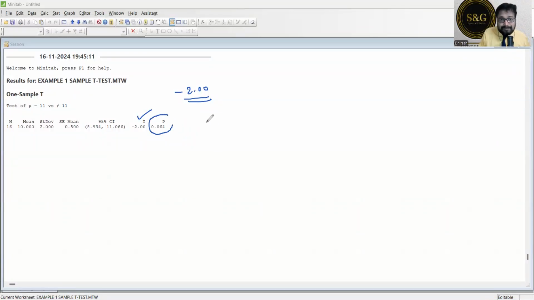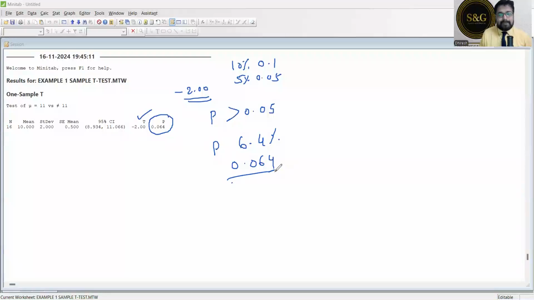Can you see that? We just said p is greater than 0.05. We said it must be somewhere between 10%, which is 0.1, and 5%, which is 0.05. Okay. We said it is between 10% and 5%, but the software exactly calculated the p value as 6.4% or 0.064. Are you clear? Just type yes in the chat box.